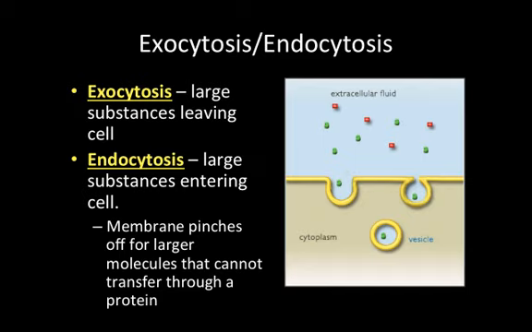When things are performing exocytosis, the vesicle just fuses back with the cell membrane and releases whatever it wants to the outside. So this is for larger molecules that can't quite make it through the protein channels. All right, so just some things to think about. Endocytosis and exocytosis are for large substances only.